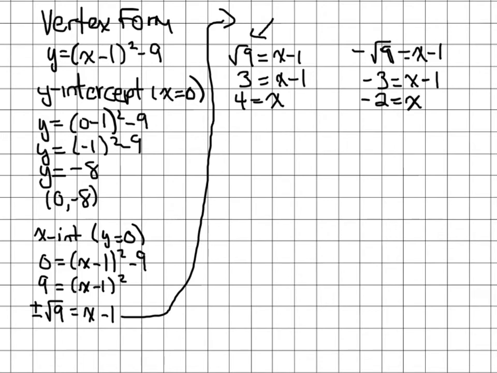And if you remember from our graph and from our table of values, these are, in fact, our x-intercepts. Our x-intercepts we saw were at 4 and negative 2. So those are our two x-intercepts. So we have (4, 0) and (-2, 0).